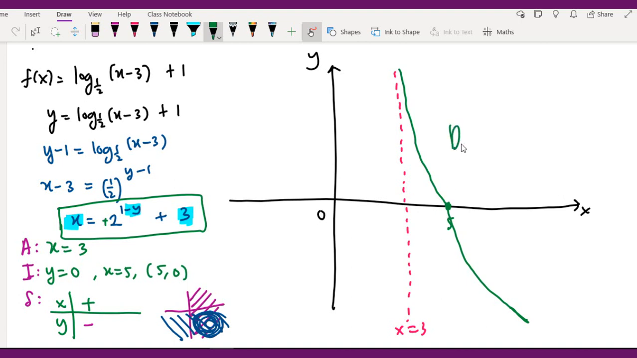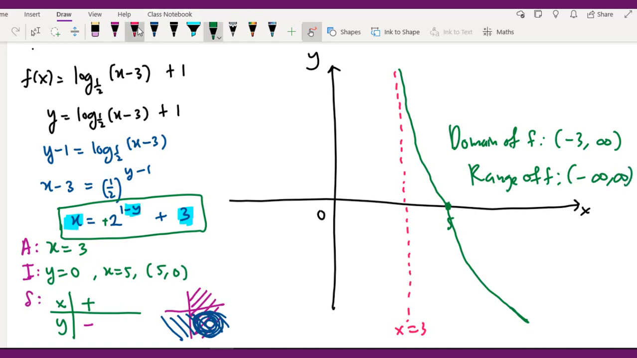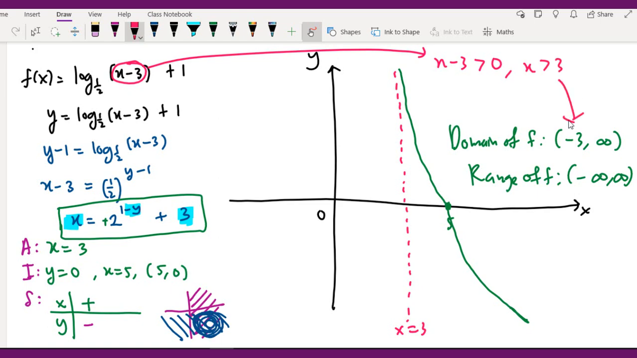To find the domain of f, the graph starts from 3, not included, to infinity. The range of f is always real numbers. You need to double check here. For the domain, x minus 3 is more than 0, or x is more than 3. Okay, settle for this example.